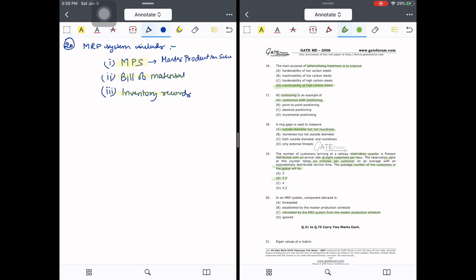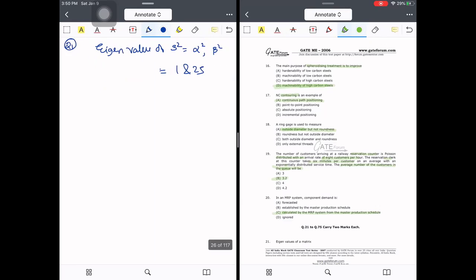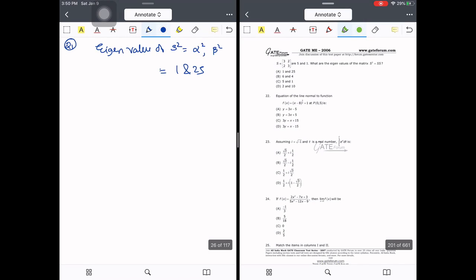It is master production schedule, I'm sorry, master production schedule, bill of material and inventory records. Okay, if you see it properly, the component demand is established from the master production schedule, calculated by the MRP system from the master production schedule. So the correct answer would be option C.